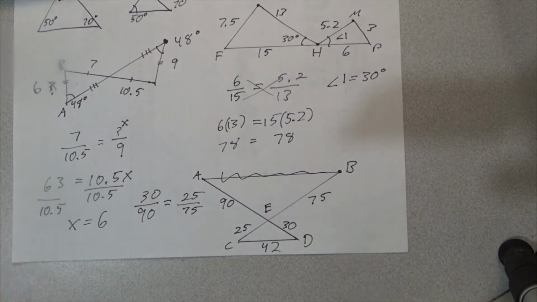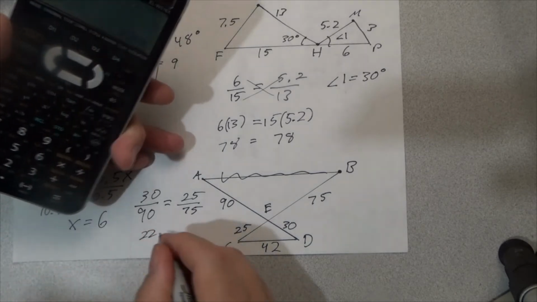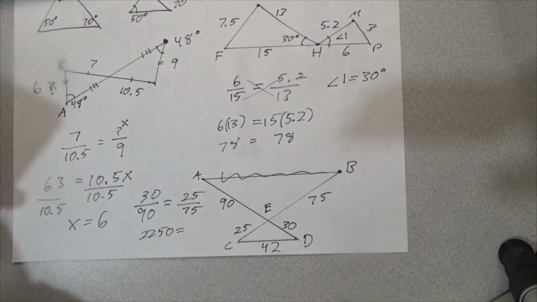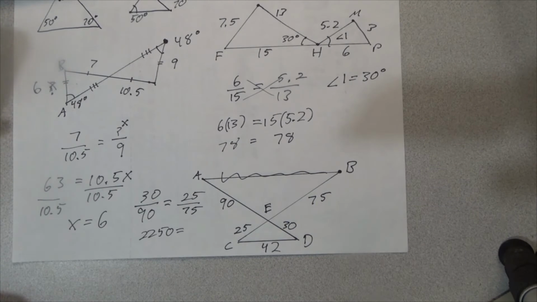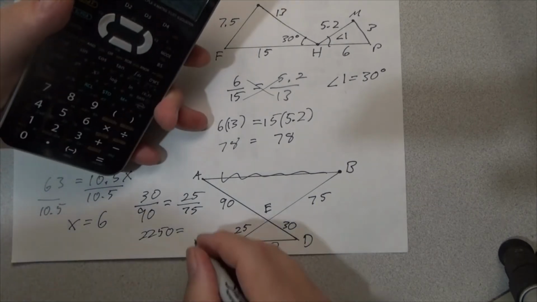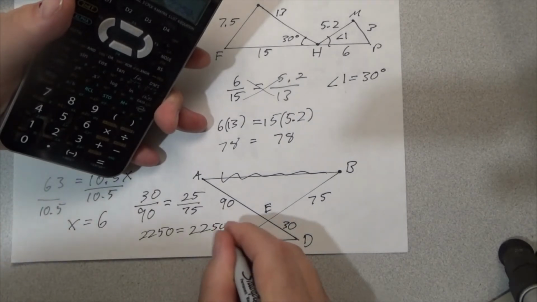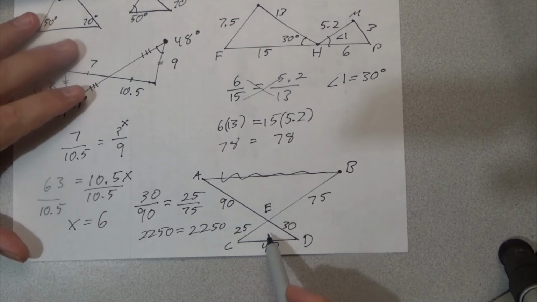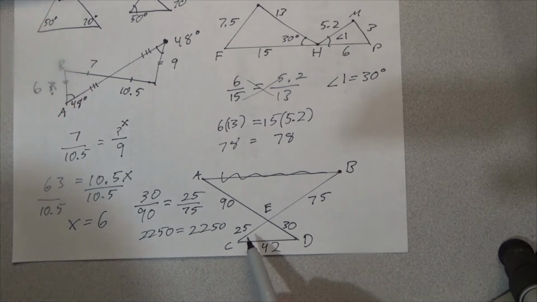So 25 times 90 is 2250. Is that equal to or not equal to 30 times 75? 2250. So yes, that means that these two triangles right here are similar because of what we just talked about.